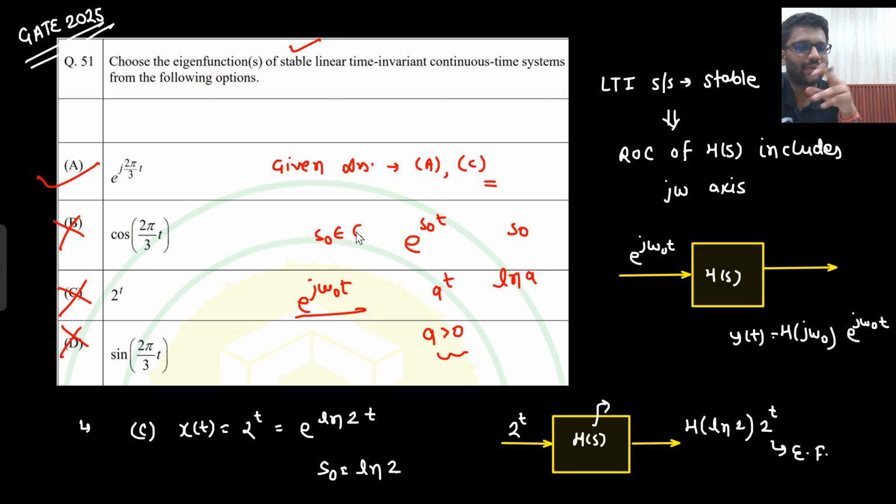Again repeating that e to the power s naught t and a to the power t will be the eigenfunctions of an LTI system, considering that s naught and ln a lie in the region of convergence of H(s), with the condition that a is greater than 0, and s naught could be real, imaginary or complex.